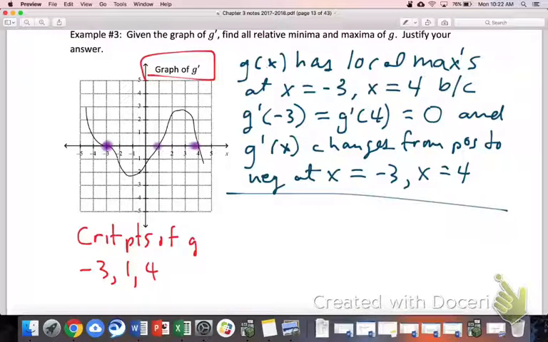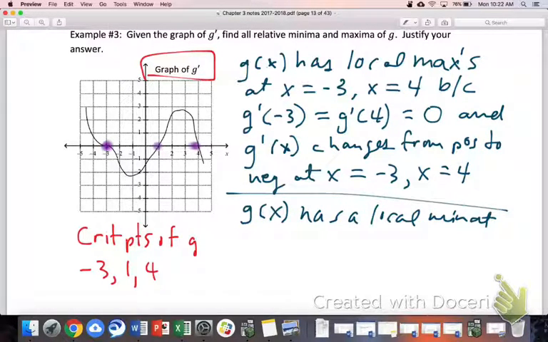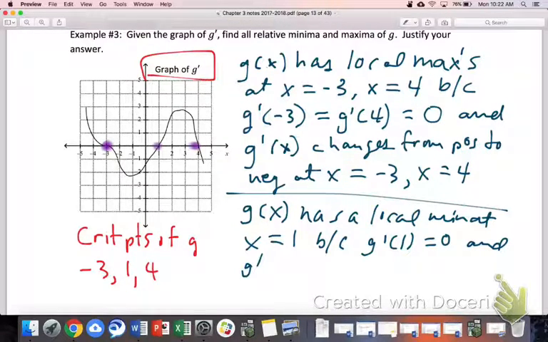Yep. And then, of course, you could say g of x has a local min. Where? At x equals 1. Because, be careful, there's no f's in here at all. Because g prime of 1 is 0, and g prime does what? Changes from negative to positive. Yep. Okay.